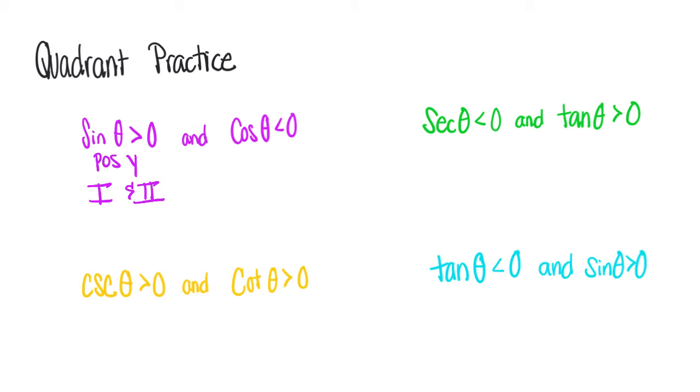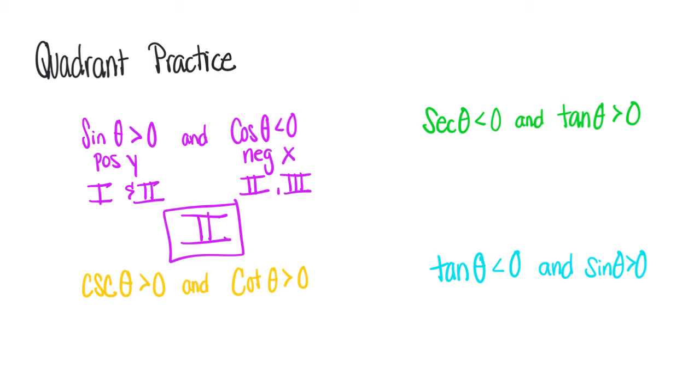If we're looking at cosine of theta being less than 0, we're looking at negative x values. Negative x values happen in quadrants 2 and 3. Therefore, the overlap happens to be in quadrant 2.